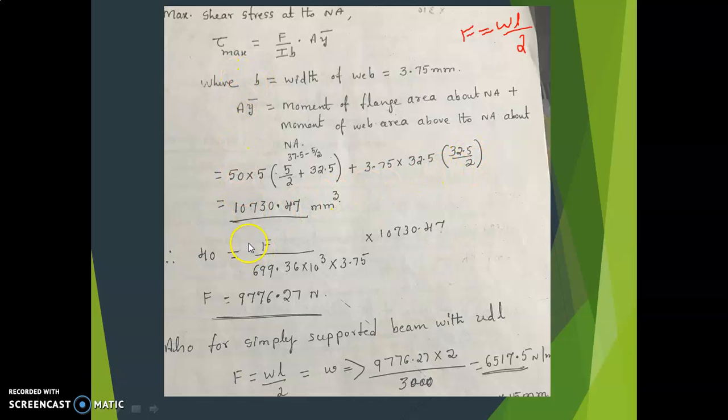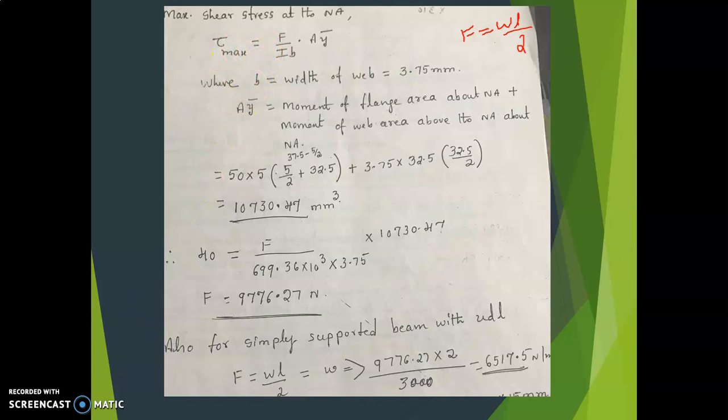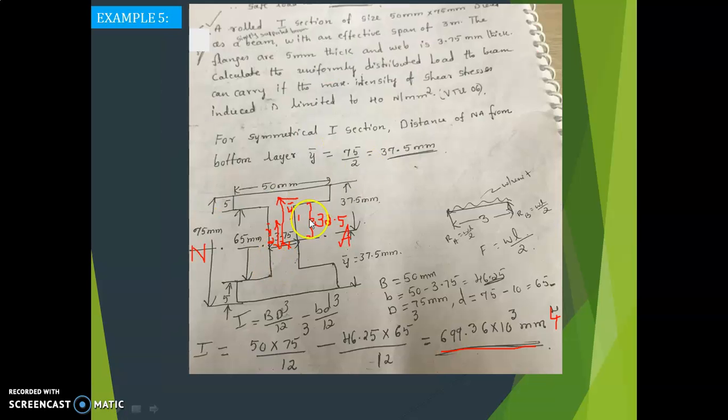You get A y bar equal to 10730.47 mm cube. Why mm cube? Area is mm square and y bar is mm, so that is mm cube. Now we have all the values. We can use this equation: maximum shear stress at the neutral axis, tau maximum is equal to F into A y bar divided by I B. So what is tau maximum? It is given in the problem, that is 40.